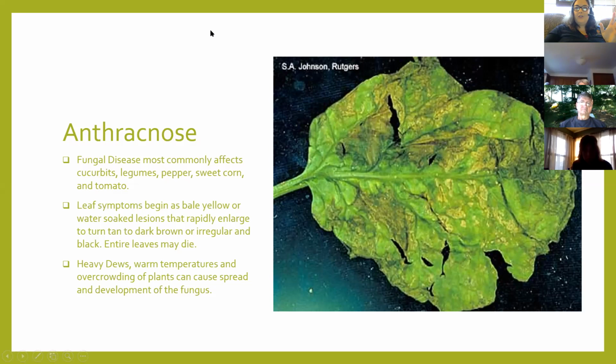This is another one that likes a lot of rain, a lot of moisture, and overcrowding. So if you have a pretty crowded garden bed, or you didn't realize how many plants were actually going to germinate, and then all of a sudden you have that overcrowding, and we've had a lot of warm temperatures and a lot of heavy dews in the morning, anthracnose is pretty quick to spread and to develop.